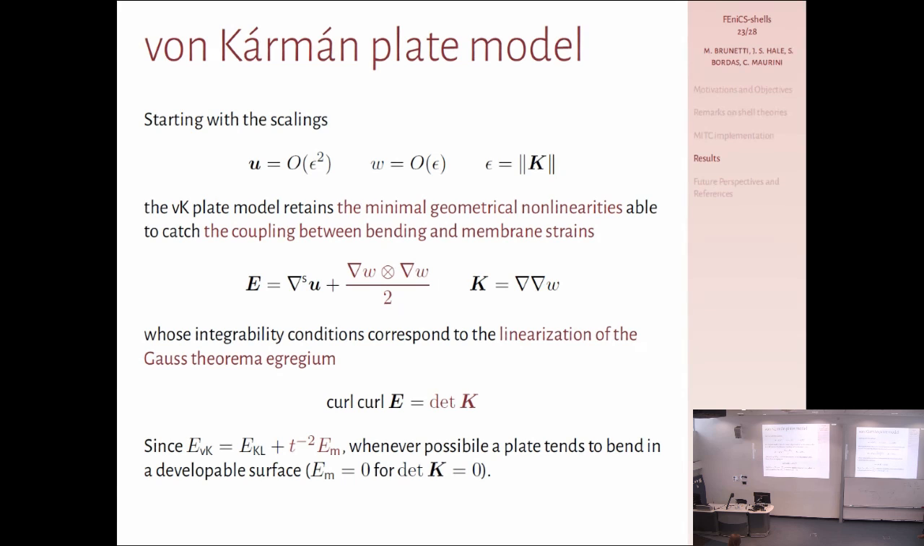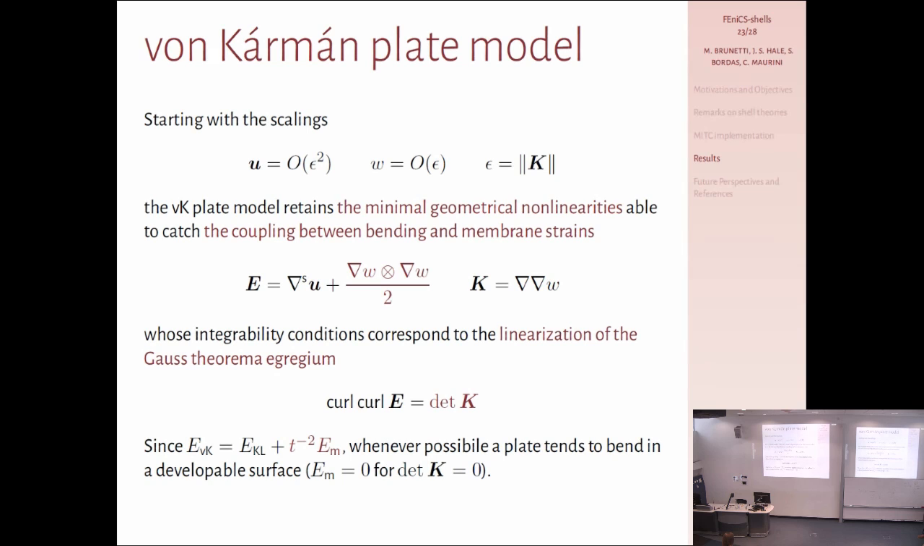And the integrability conditions of these two strain measures actually correspond to a linearization of the Gauss Theorema Egregium. This links the Gaussian curvature of the surface, in this linearized version, to the determinant of this curvature tensor and the double curl of the membrane strain tensor E. And this is important because the elastic energy for this model, and in general for nonlinear models of shells, is split in two contributions.